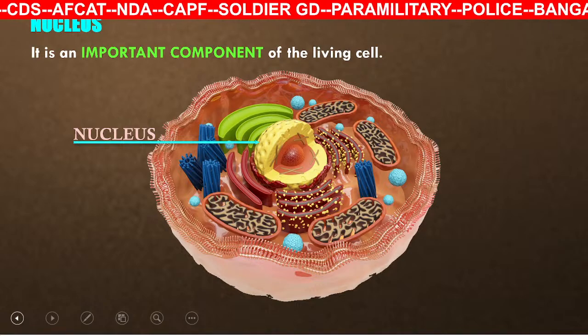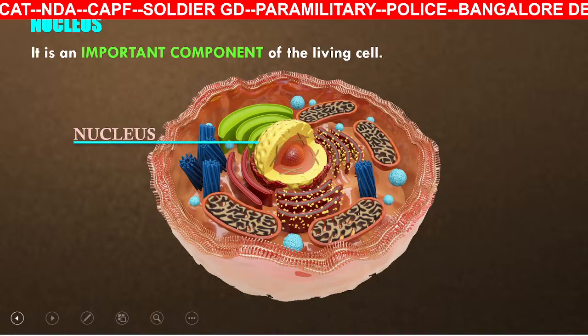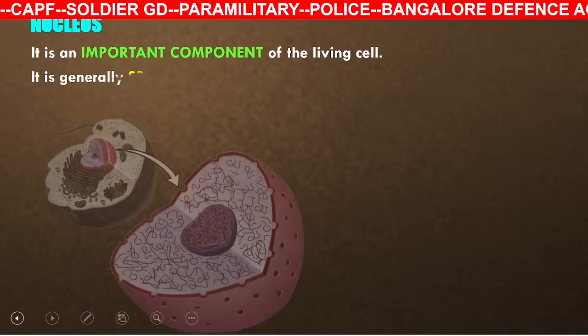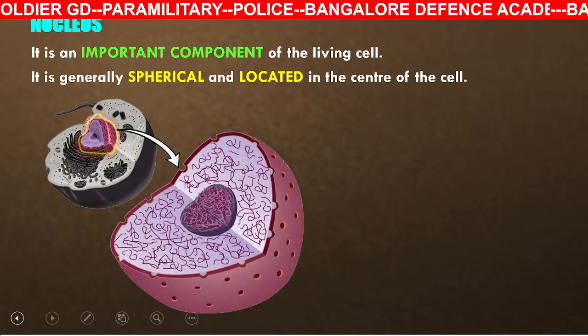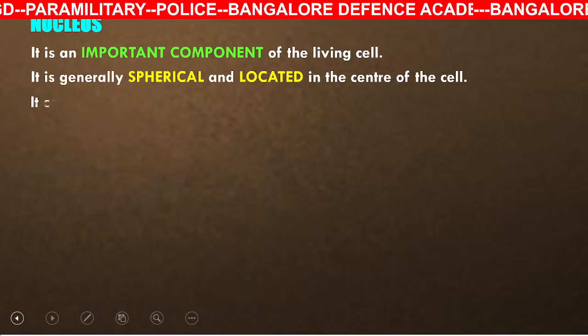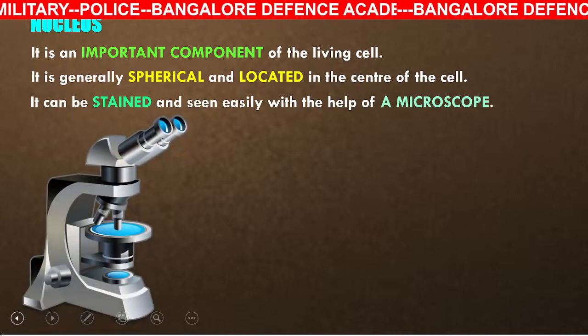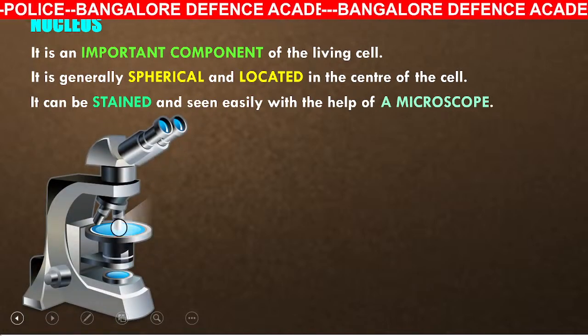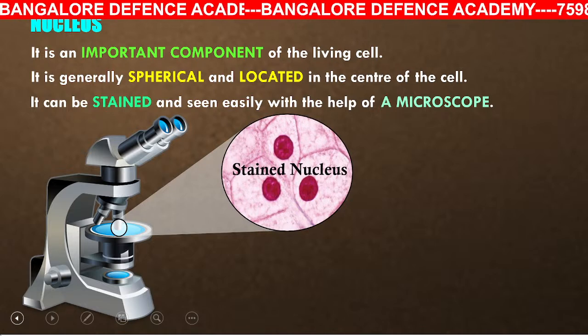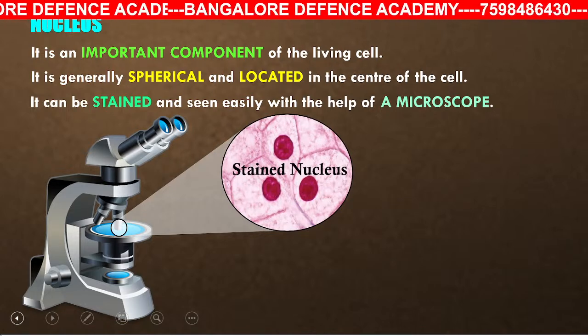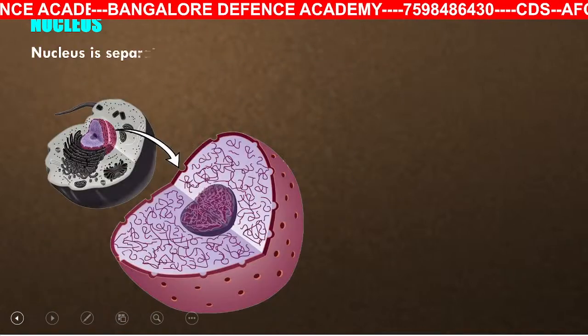Can you see this yellow substance here? Inside it, you have DNA and all these things. Okay? Look at this. It is generally spherical and located in the center of the cell. It can be stained and can be easily visible under a microscope. Okay, so can you see this dark blue or pink color thing? This is called the nucleus.